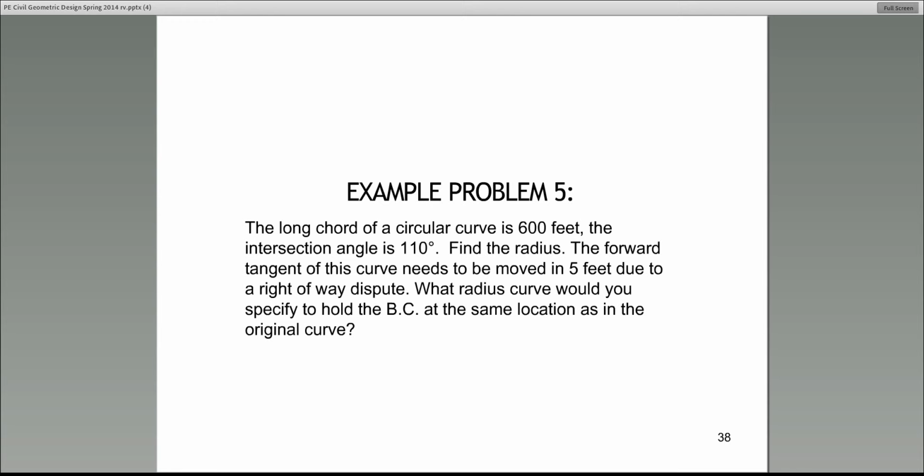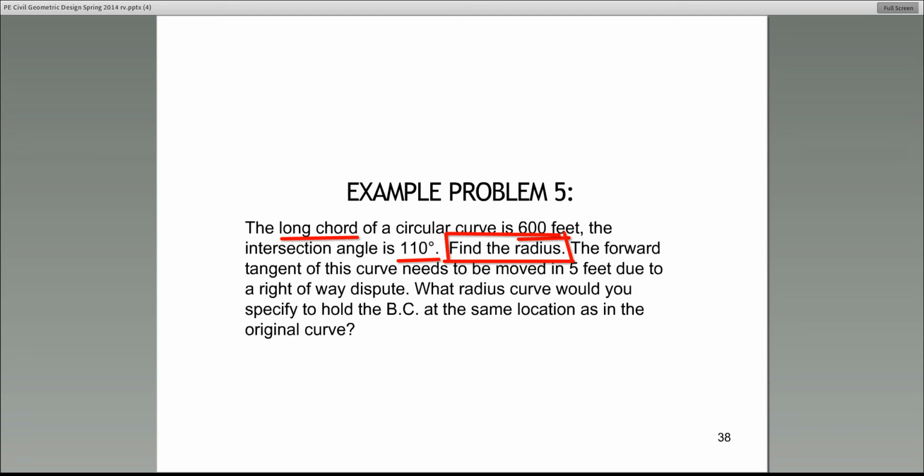All right, the long chord LC of a circular curve is 600 feet. The intersection angle is 110 degrees. The one recommendation I have, when you start solving these problems, I'm not going to do it here, but on the page, write down, summarize what is given to you. For example, immediately write down LC is equal to 600 feet. I is equal to 110 degrees. Find the radius. So radius is one of the unknowns.